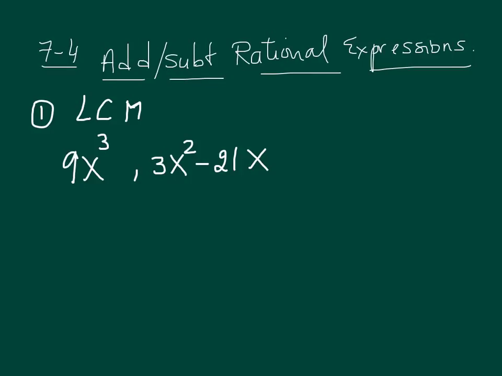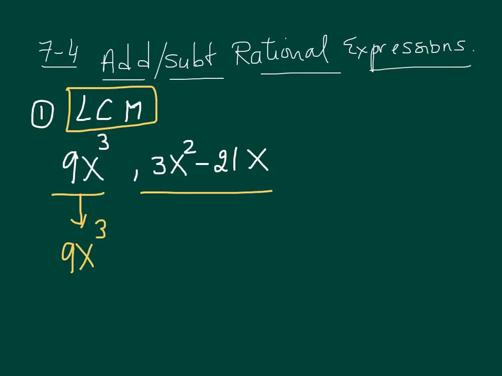7-4, it is adding and subtracting rational expressions. Question number 1 is going to be to find the least common multiple of these two terms. Well, in order for us to find the least common multiple, I want you to factor each one.